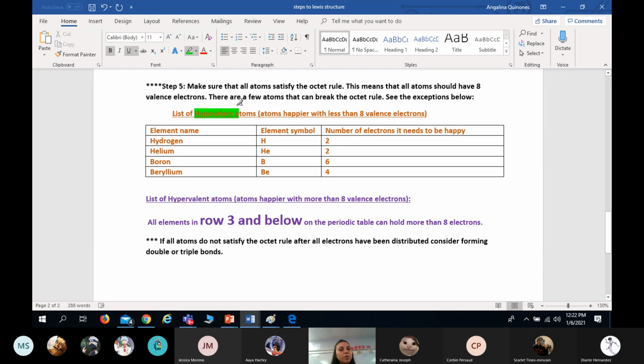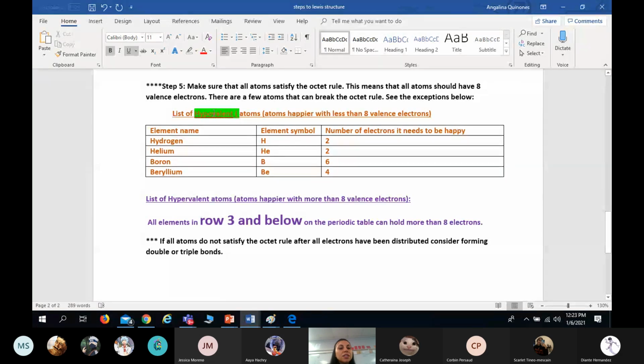Hypovalent means that, what do you guys think hypovalent means before I just tell you? Anyone have any clue? What does the prefix hypo mean? So hyper is different, but what is hyper, Corbin? Very active, right? It means you have an excess of energy. You have too much energy. What do you think hypo means? No energy. Exactly, it's the opposite. So hyper is too much, hypo is too little. That's what those prefixes mean.